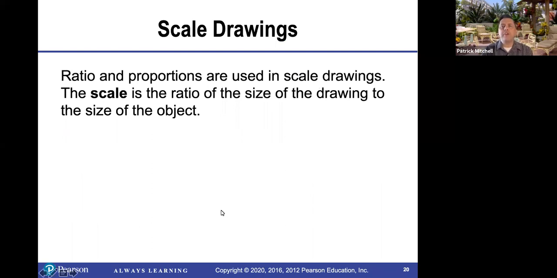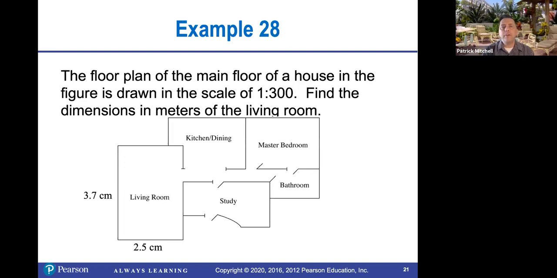Ratio and proportions are used in scale drawings. The scale is the ratio of the size of the drawing to the size of the object. For example, the floor plan of the main floor of a house in the figure is drawn to the scale of 1 to 300. And they want us to find the actual dimensions of the living room in meters. So in the floor plan, the width of the living room is 2.5 centimeters and the length is 3.7 centimeters.